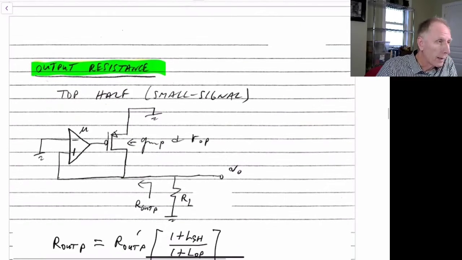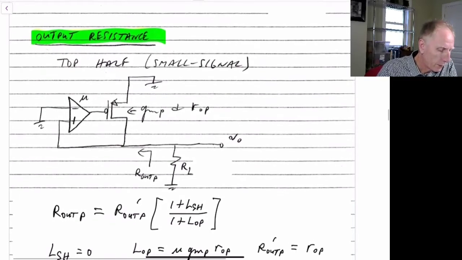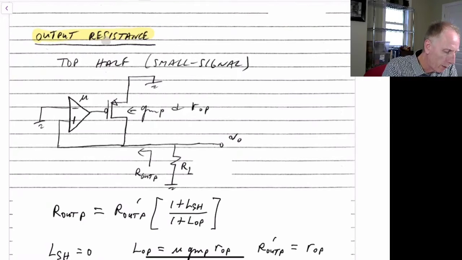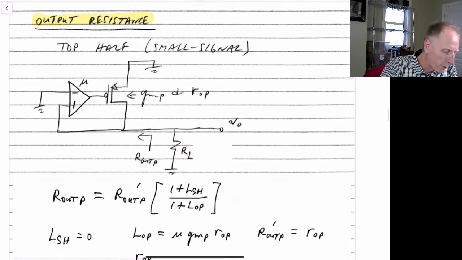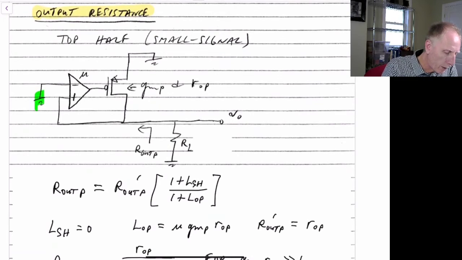Next, we'll look at the output resistance. So if we just look at the top half to start with, we look at the small signal model, we can zero our input here, so VI would be zeroed, and we just want to know what is the output impedance here, looking back into this. We have our load resistance on this side, but we're looking at just the output impedance.